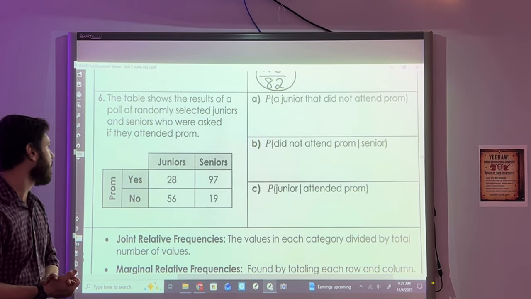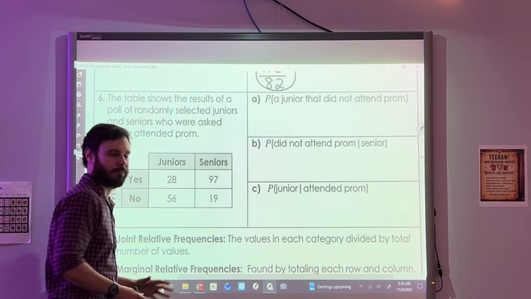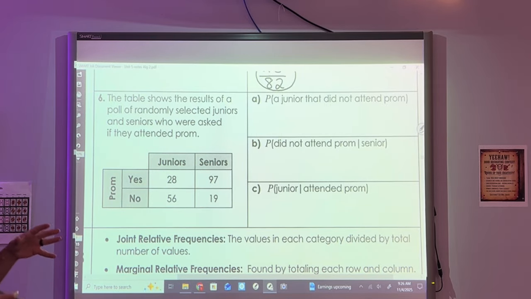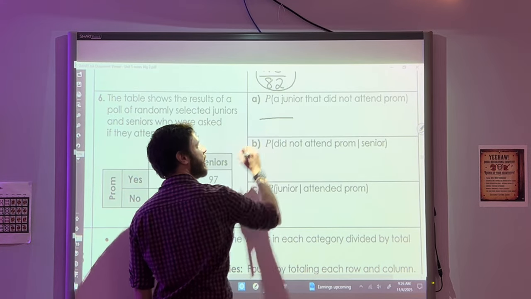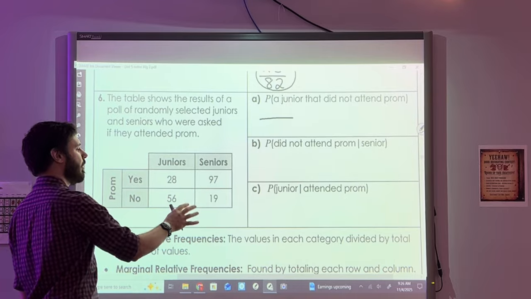The table shows results of a poll, randomly selected juniors and seniors who were asked if they're going to prom. Okay, so letter A here, number 1, does not have a given. It doesn't have a given. So my bottom is going to be my entire sample space. How many total people are represented here?